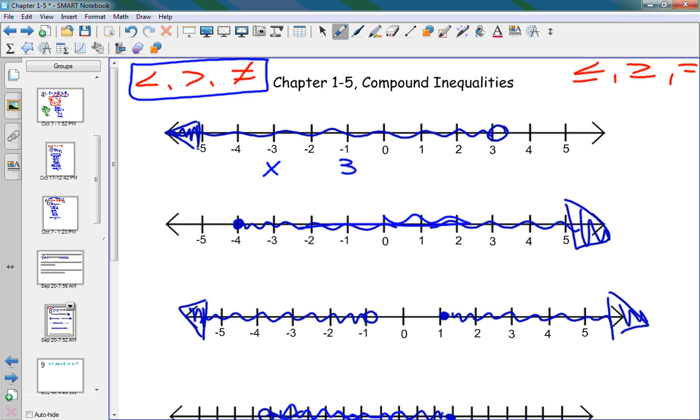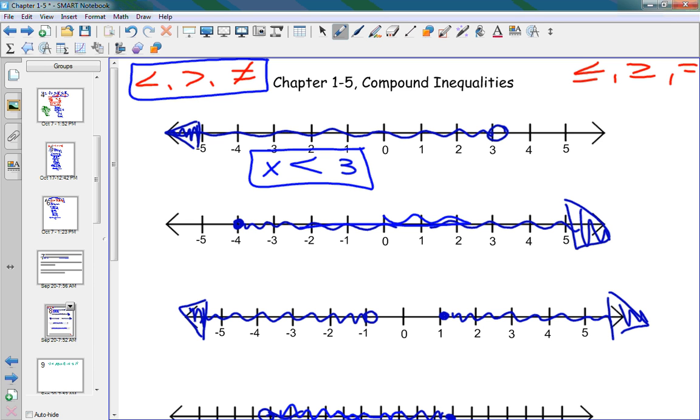Now, since it's an open dot, I use these three symbols up here on the top left: less than, greater than, or not equal to. So since it's an open dot, those are my options. Is the shading to the left or to the right? The shading is to the left, so therefore it's strictly less than. Okay? Now go to the next one.